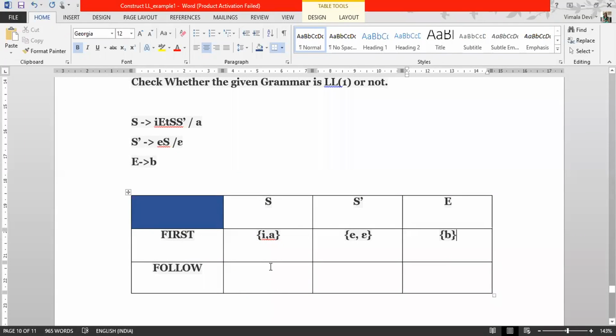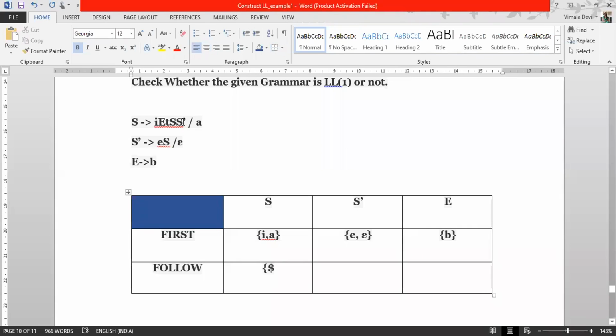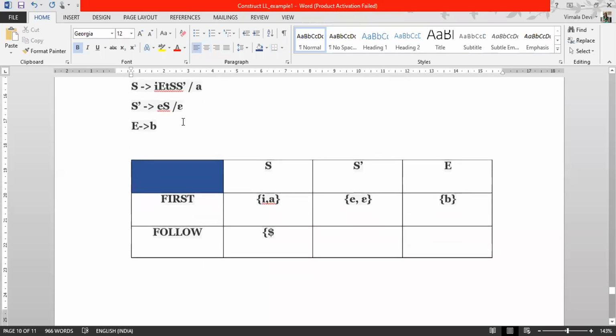Now, let us find the follow of S. Follow of S by default contains the dollar symbol, isn't it? Every start symbol of the grammar, by default, we have to include the dollar symbol as the follow set symbol. To find follow of S, we have to select the rule which has S on the right hand side. So this is a rule we have. S derives iEtSS'.